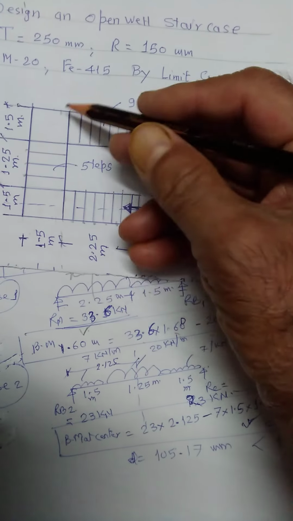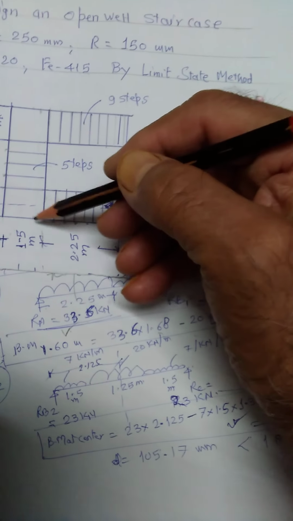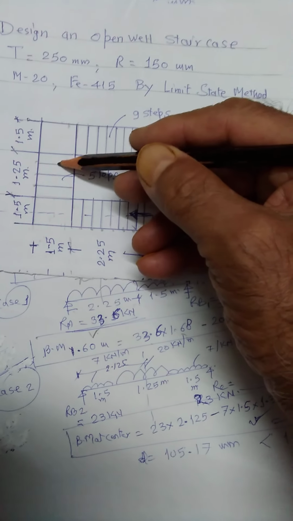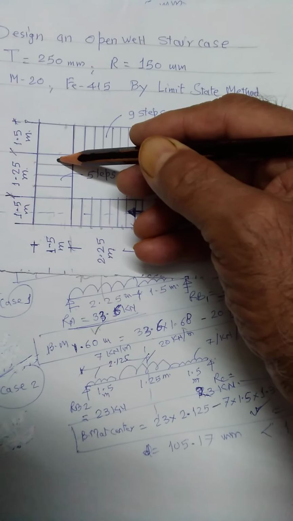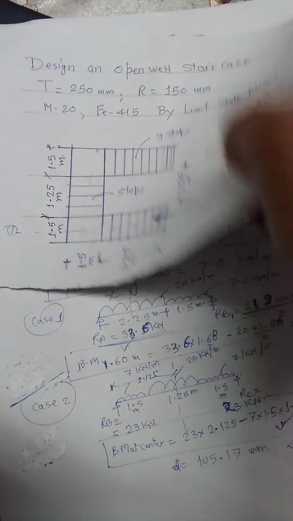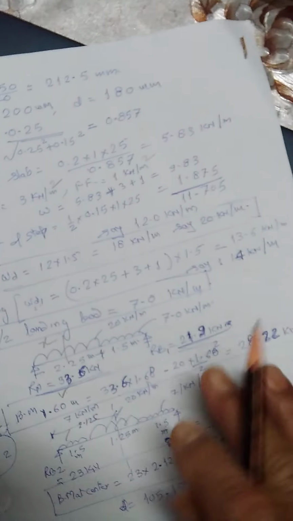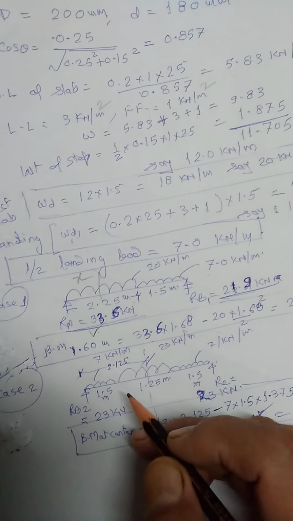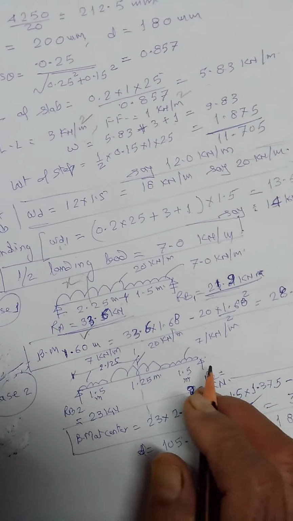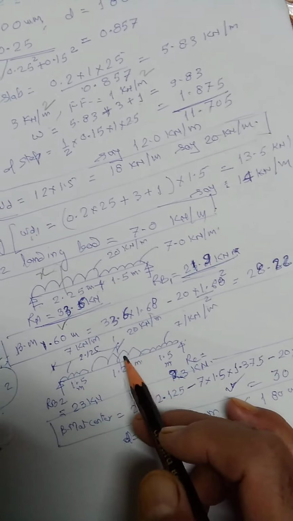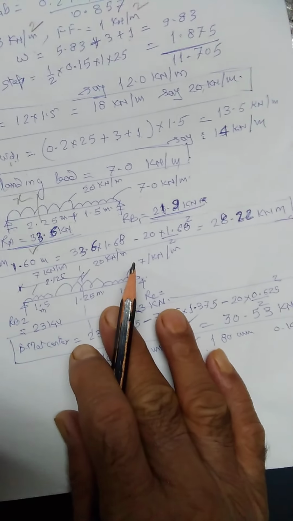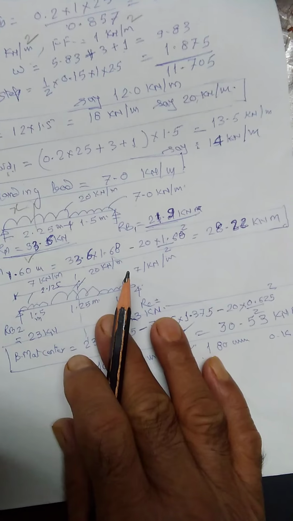Now considering the other span. When we consider this span, we have half loading, full loading and half loading: here it will be 7 kN per meter, here it is 20 kN per meter, and here again 7 kN per meter. This has been drawn over here like this: 1.5, 1.25, 1.5, with 7 kN per meter, 7 kN per meter again, and 20 kN per meter. Now the loading is symmetrical.